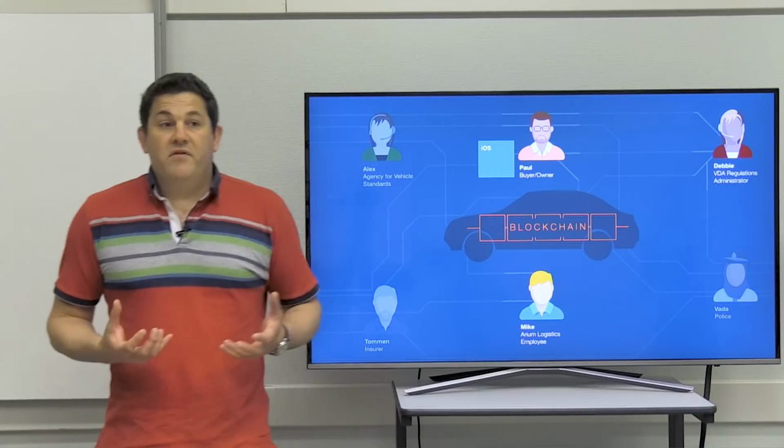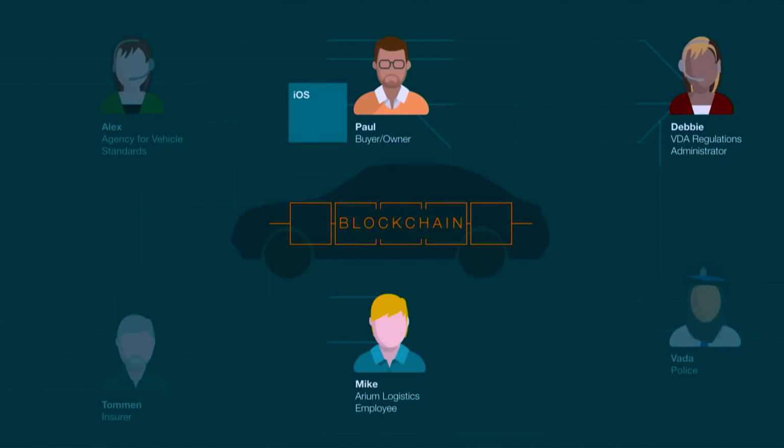So in this scenario, we have a sort of fully digital buying experience for this vehicle. This is kind of an on-demand vehicle supply chain, vehicle manufacturing process, where Paul can simply go to his iOS application, order a vehicle, customize it, and that order is going to go straight into the blockchain where it can be picked up by Arium for manufacture. So let's start with that process and have a look at that.